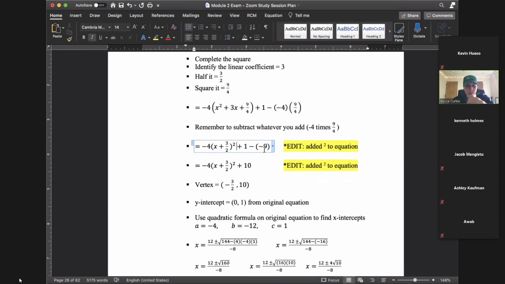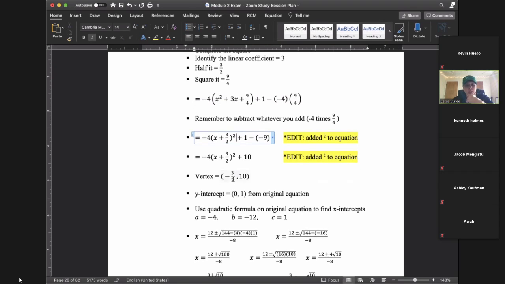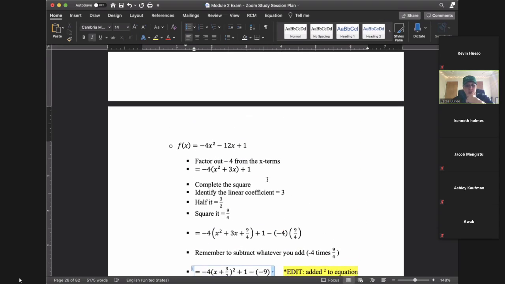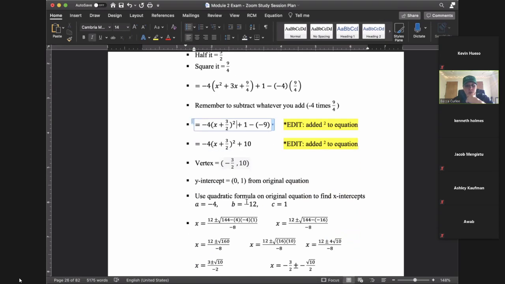1 minus a negative 9, because negative 4 times 9 over 4 is a negative 9. So then that puts us at negative 4 times x plus 3/2 squared plus 10. So you're basically just trying to complete the square so that you can factor this into an x plus whatever squared. So the vertex is going to be negative 3/2 comma 10. And the y-intercept from the original equation is plus 1.